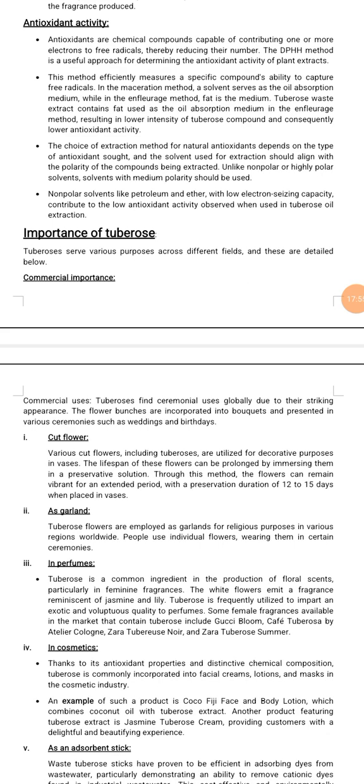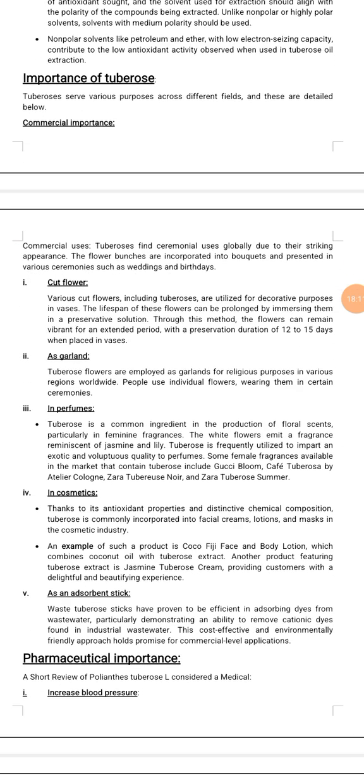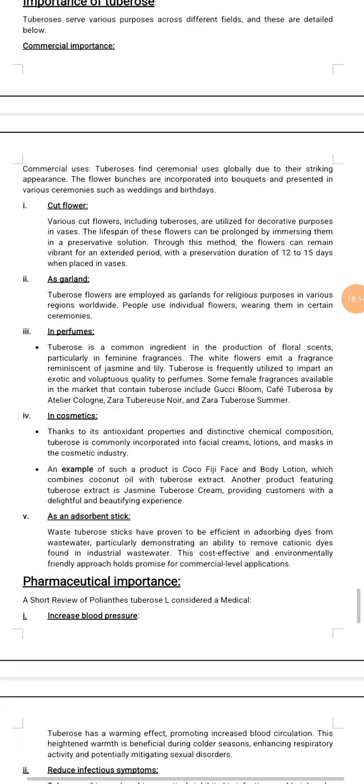Antioxidant activity. If there is an antioxidant, we have to perform chemical analysis to confirm it. The choice of extraction method for natural antioxidants depends on the type of antioxidant sought, and the solvent used for extraction should align with the polarity of the compounds. Importance of tuberose: that is the commercial importance.